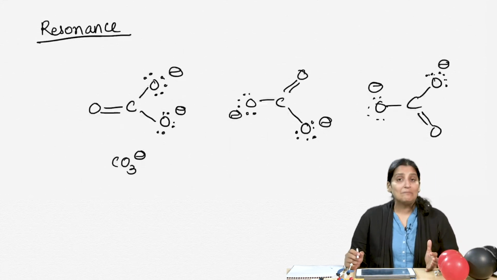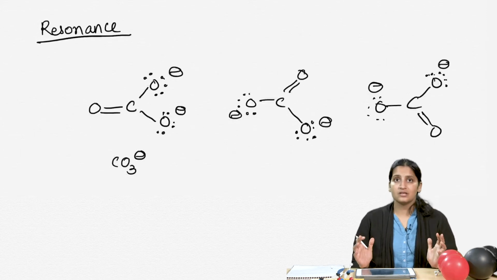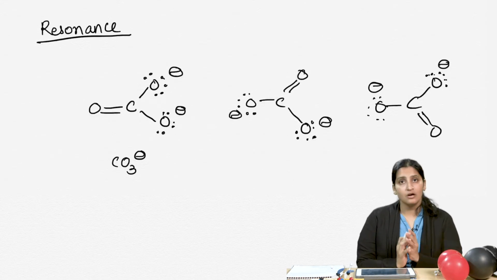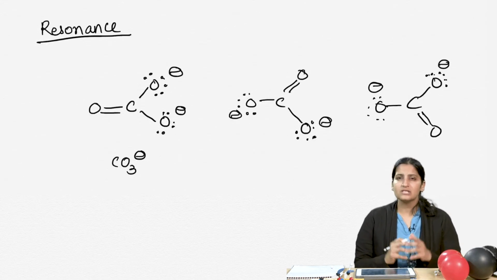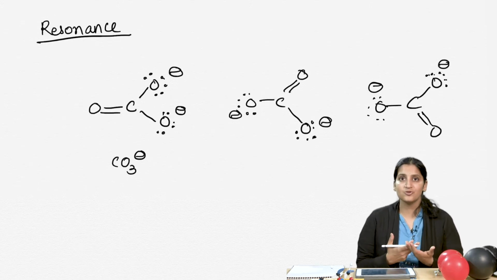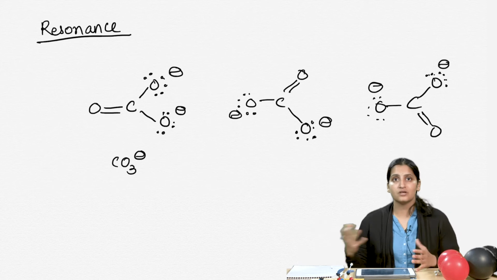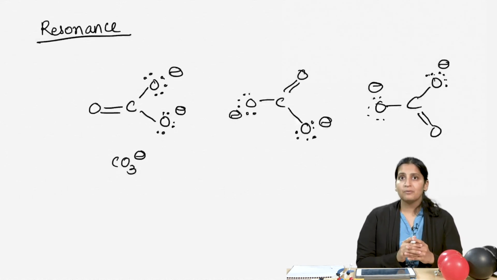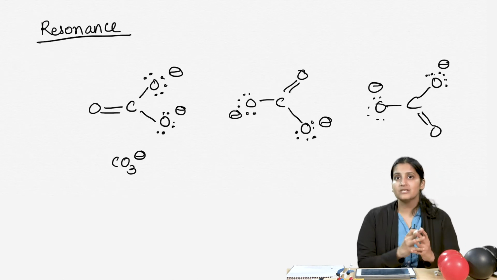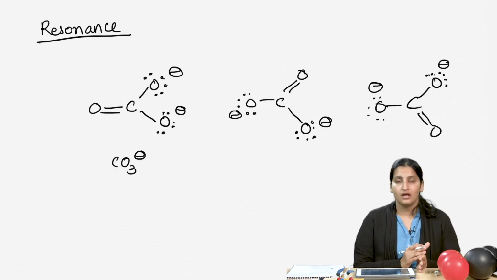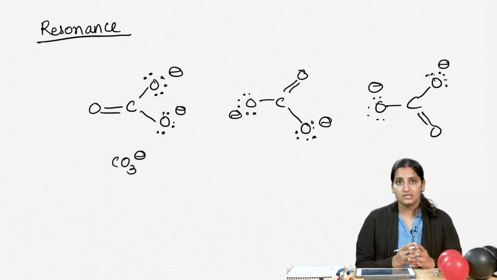So, as you can see, none of these structures are really wrong. In fact, all three of them are correct representations of the carbonate ion. This puzzled chemists as to how to come up with an explanation for the multiple Lewis structures that are possible for a single molecule. Linus Pauling in 1930 gave the concept of resonance, through which he tried to explain these multiple Lewis structures. So, now let us look at what resonance is.